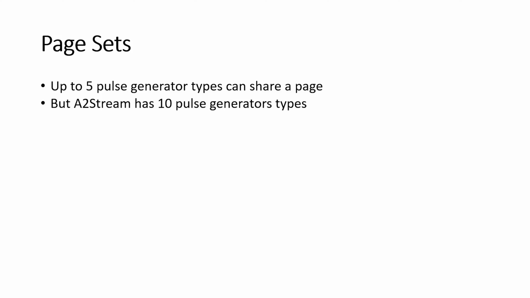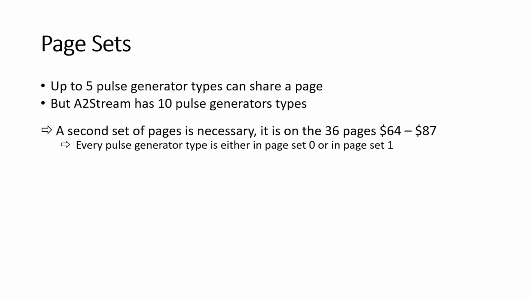Now you've seen the actual code of the pulse generators, and you've seen how A2Stream manages the fact that there's no instruction taking only a single machine cycle. But it doesn't end here. I've said before that several pulse generator types can share a page. In fact, up to 5 pulse generator types can share a page. But A2Stream has 10 pulse generator types. So a second set of pages is necessary.